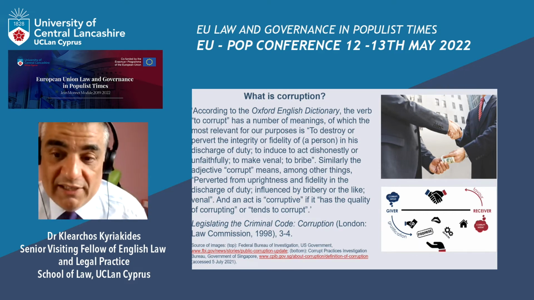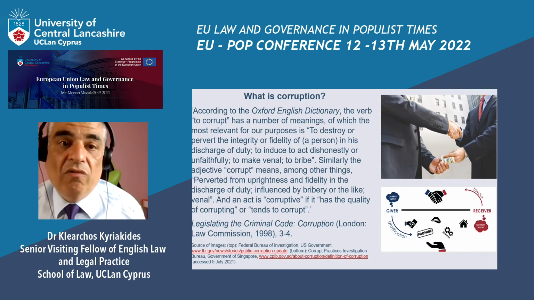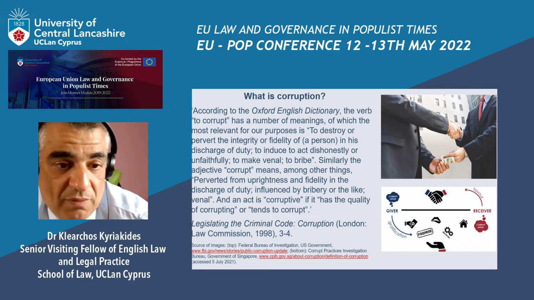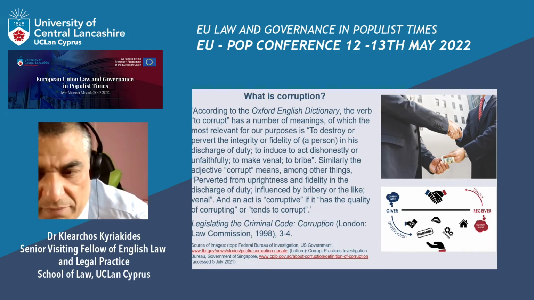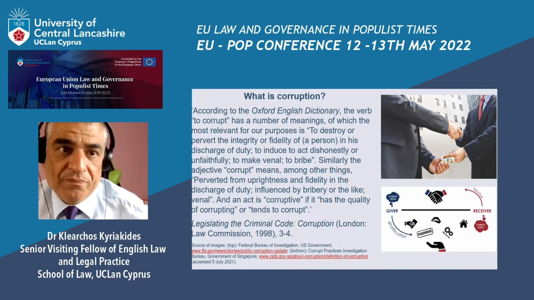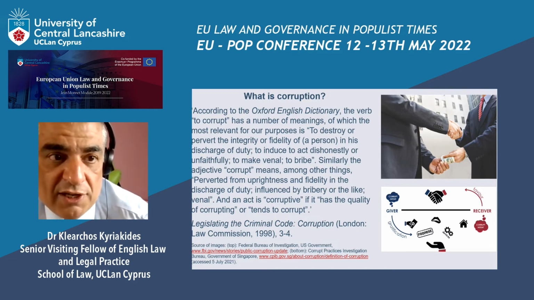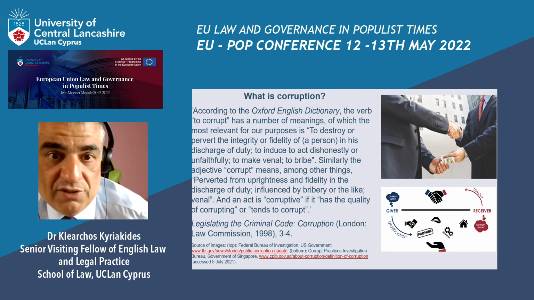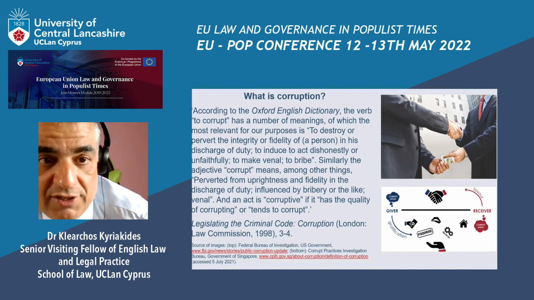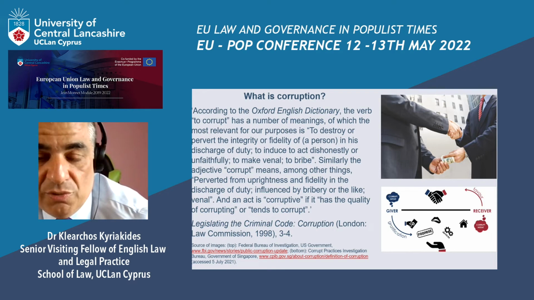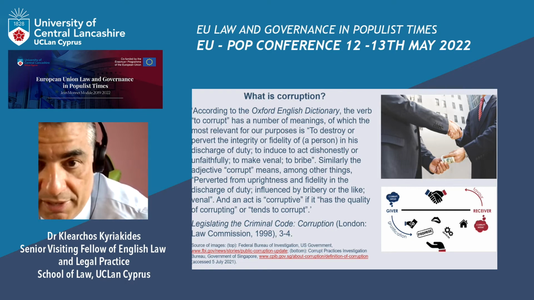Let's begin with the Oxford English Dictionary definition of corruption, and this was helpfully drawn attention to by the Law Commission, which is a public body in the UK that's devoted to law reform. The Law Commission explained that according to the Oxford English Dictionary, the verb to corrupt has a number of meanings, of which the most relevant for our purposes is to, quote, destroy or pervert the integrity or fidelity of a person in his discharge of duty, to induce to act dishonestly or unfaithfully, to make venal, or to bribe.